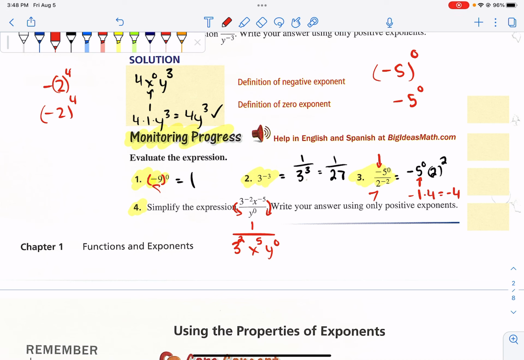Otherwise, it's not a fraction. It just looks like my problem has an umbrella. All right, so 1 on top. 3 squared, well, that's just 9. X to the 5th is just x to the 5th. And y to the 0 is 1. So my final answer becomes 1 over 9x to the 5th power. I hope that's what you got. If not, try again.